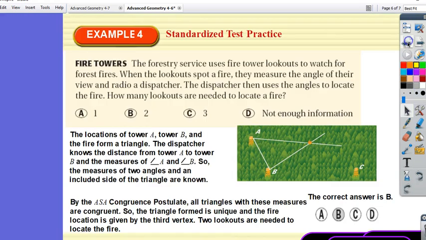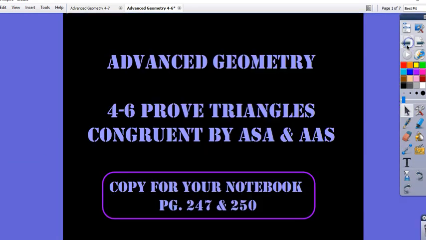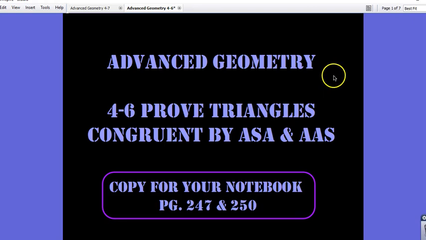And that was everything on your first lesson, which was 4.6, Prove Triangles Congruent by Angle, Side, Angle, and Angle, Angle, Side.